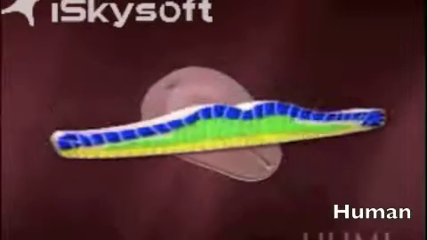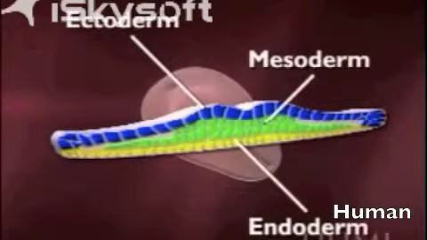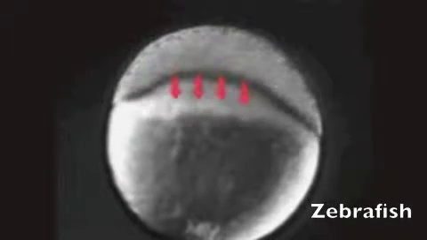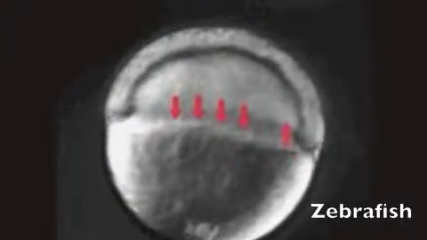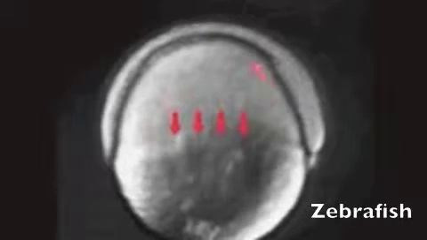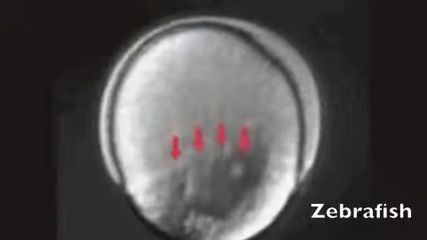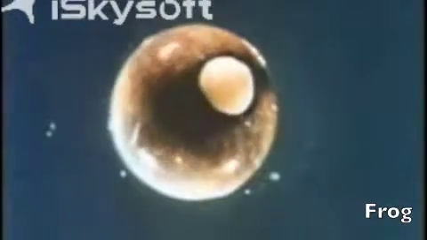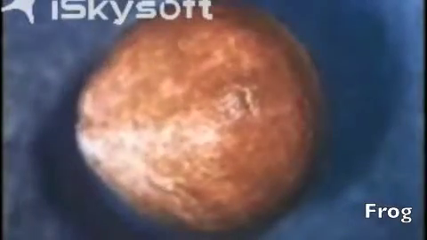A cross-section of this process clearly shows the 3 layers developing. The cells seen here form the mesoderm by tucking into the interior of the embryo. The mesoderm cells eventually form the lining of the gut, the muscles, skeleton, and other internal tissues. The outside layer is called the ectoderm, which mainly forms our skin and nervous system.